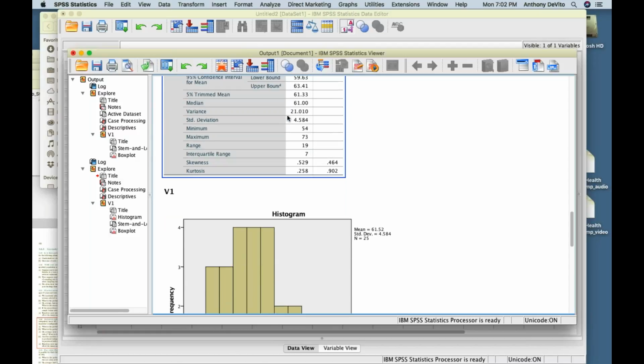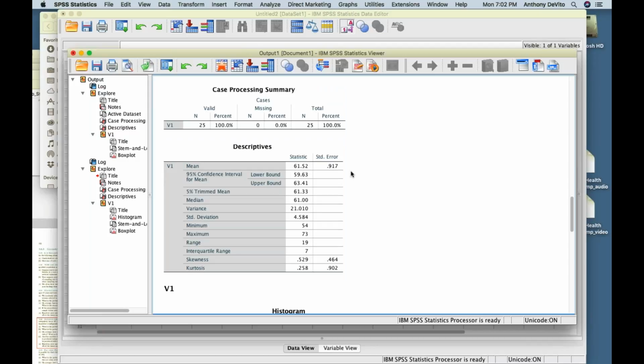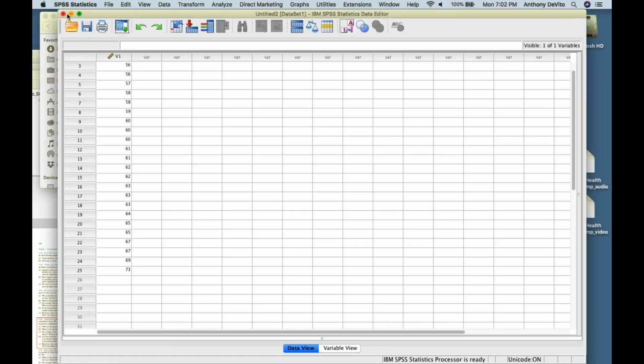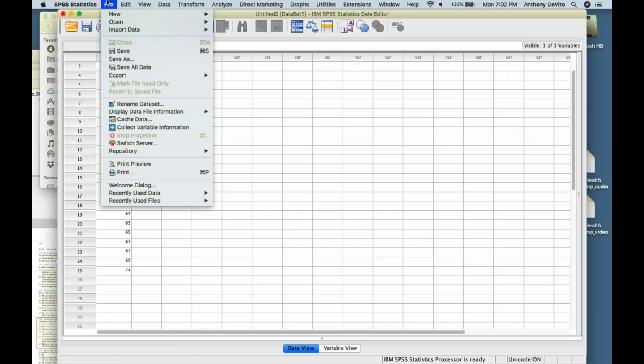Let's take a look and compare the average and the median. The mean, the average, is 61.52, and the median is 61. Yeah, indeed, the mean is a bit higher than the median, where in a perfectly normally distributed distribution, they would be the same.